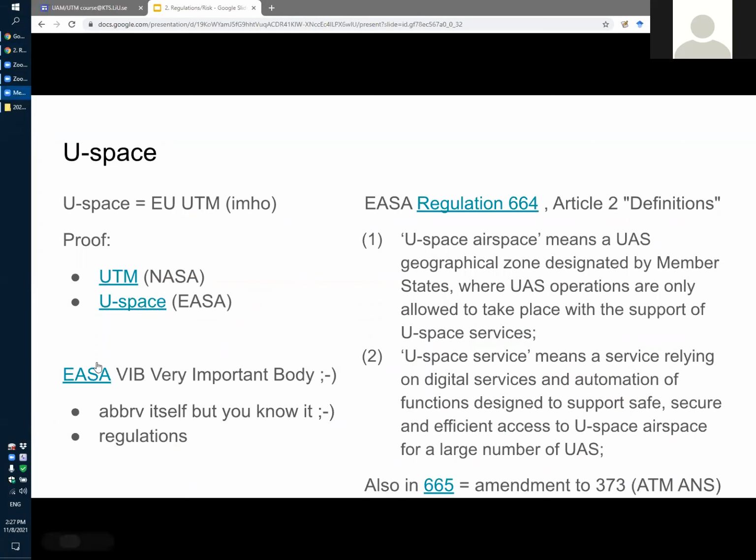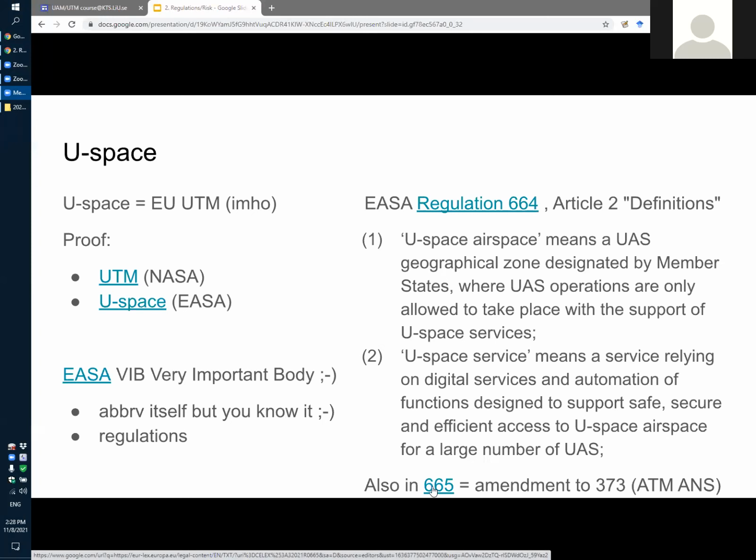At the same time, as we'll speak about regulations, of course, EASA has the final word. EASA is a very important body. As you know, it's an abbreviation in itself, but I guess you know what it is, European Aviation Safety Agency, which issues regulations. And in particular, as already mentioned, and as you may know, in April 2021, EASA had the regulation on U-space, regulation 664.